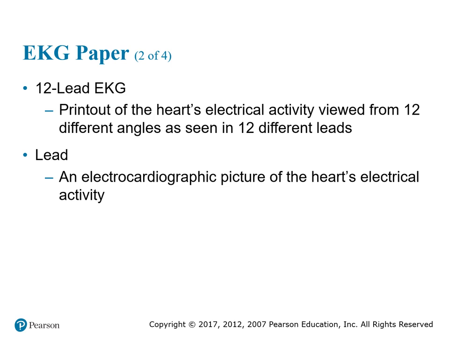12-lead EKG printouts are printouts of the heart's electrical activity viewed from 12 different angles, as in 12 different leads. Leads are an electrocardiographic picture of the heart's electrical activity. We place leads on a patient's limbs and chest in order to get a picture of the electrical activity of what their heart is doing, and it gives us 12 different views of what that patient's heart is doing.